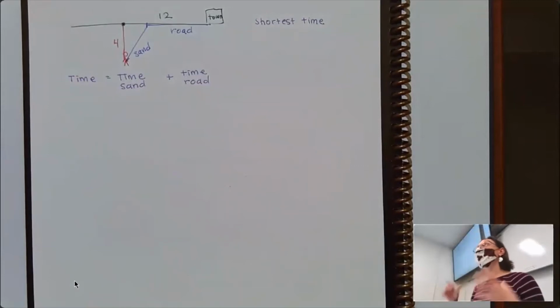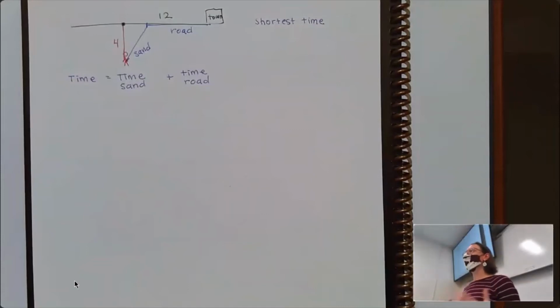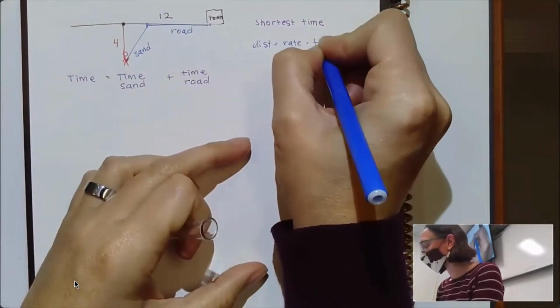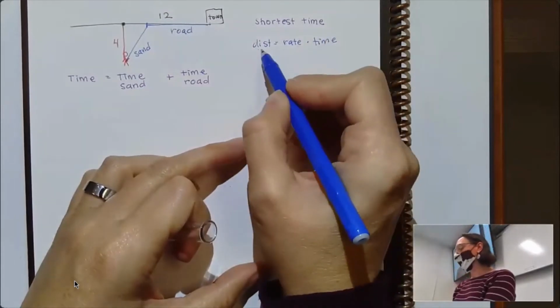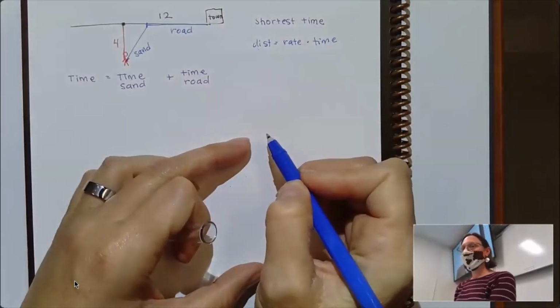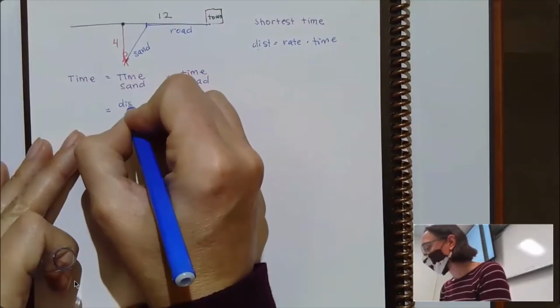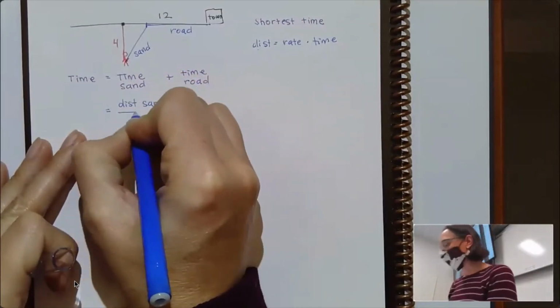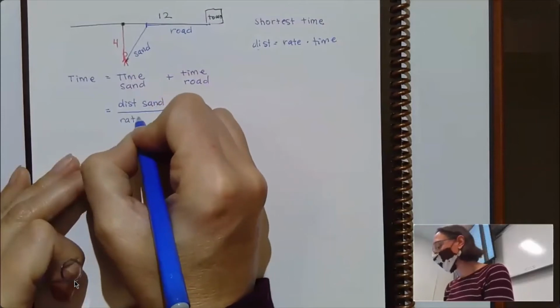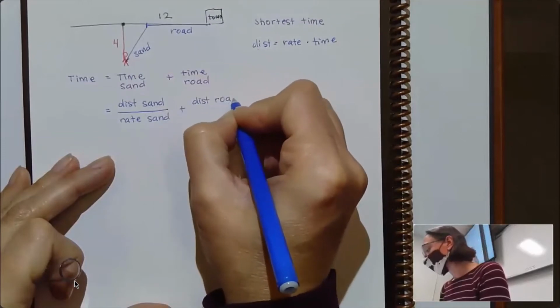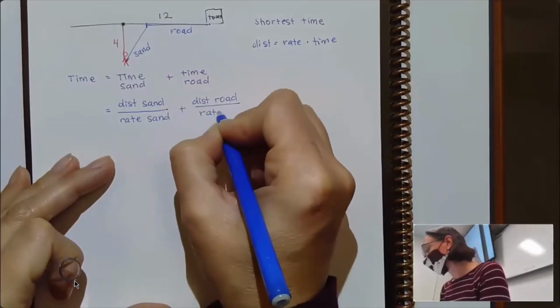And we were told something about the rates at which she walks, 5 miles per hour and 4 miles per hour. So now I'm thinking, okay, let's go back to distance equals rate times time. So that time must be the distance divided by the rate. So I'm going to write this instead as the distance on the sand divided by the rate in the sand plus the distance on the road divided by the rate for the road.